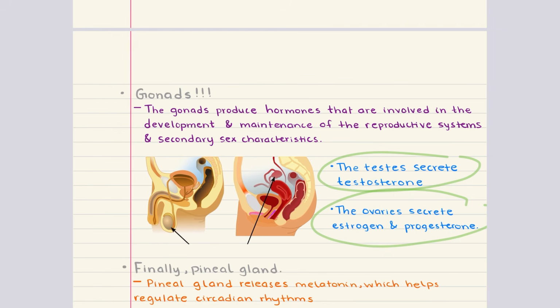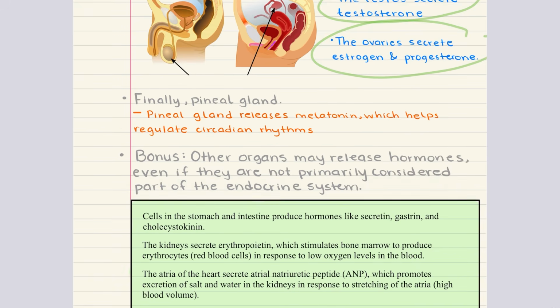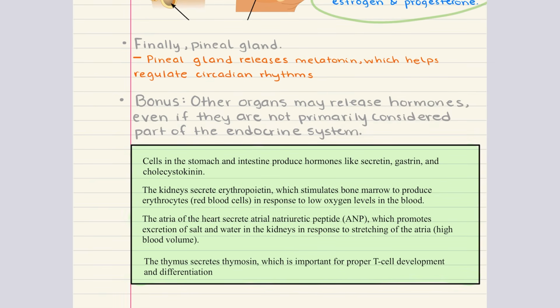Now, although we typically think of the gonads in terms of reproduction, their hormonal output is very important for long-term physiological differences that occur between male and female bodies, and disruptions in their function can lead to reproductive and systemic effects. Moving on to the pineal gland, this small pine cone-shaped structure is tucked deep within the brain, and it releases melatonin, which is a hormone that helps regulate circadian rhythm. This is the body's natural sleep-wake cycle, and it's very much influenced by light.